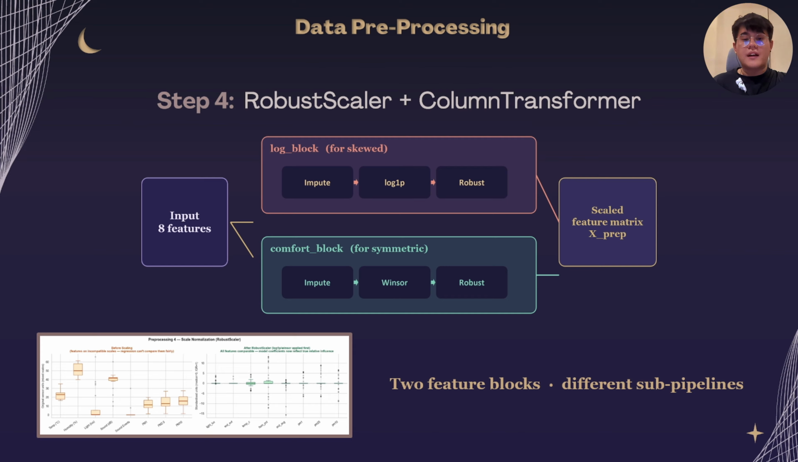The two preprocessing parts, the log skew block and the linear block, are assembled into a single ColumnTransformer. Each feature gets the right treatment inside one clean scikit-learn pipeline with no leakage between steps.